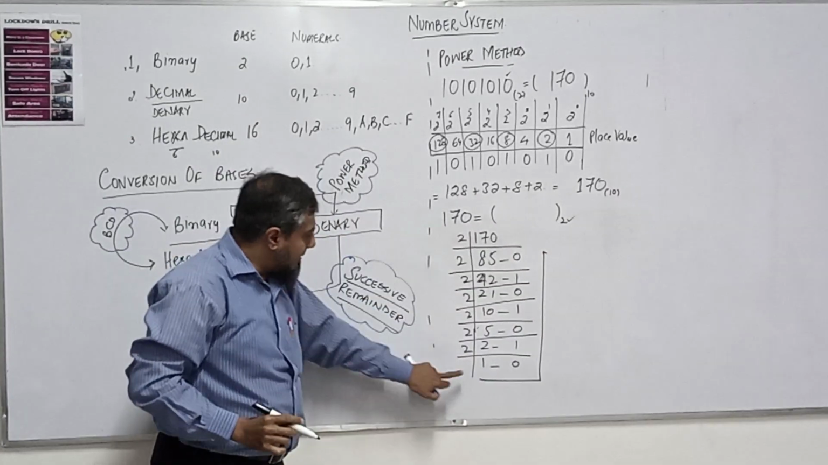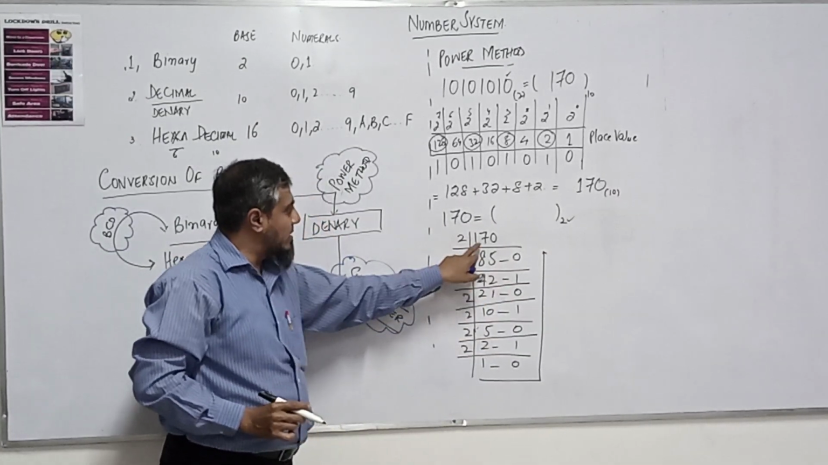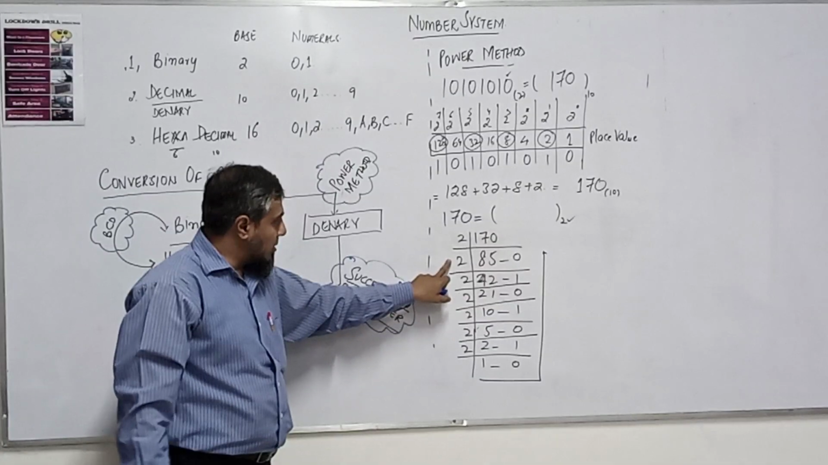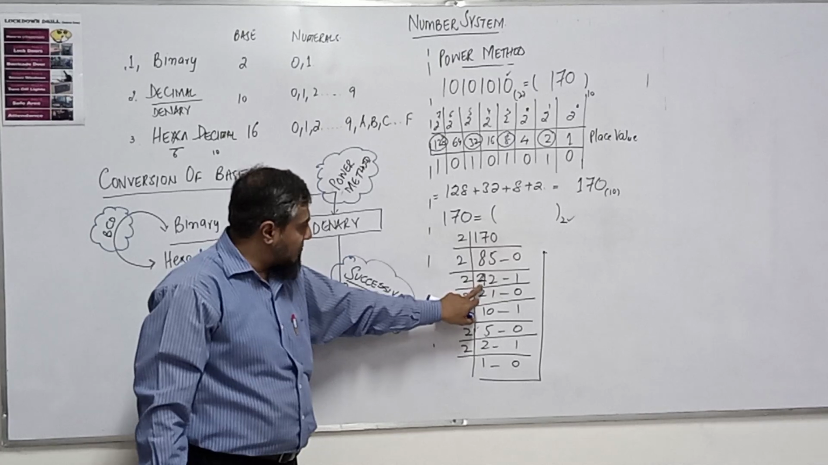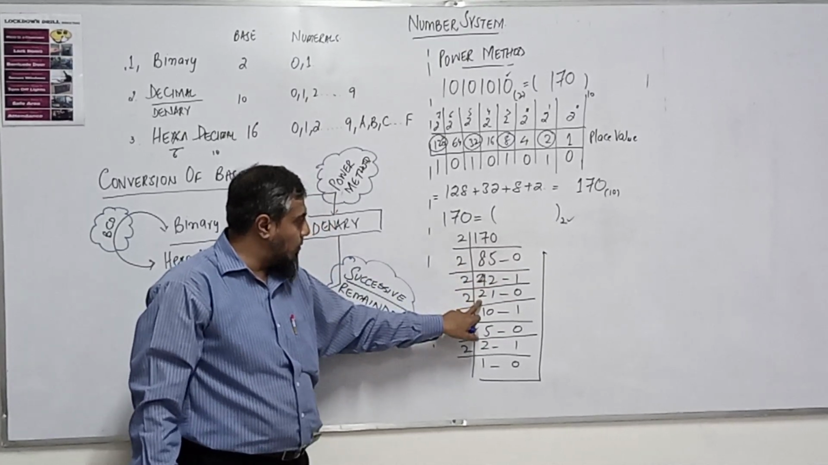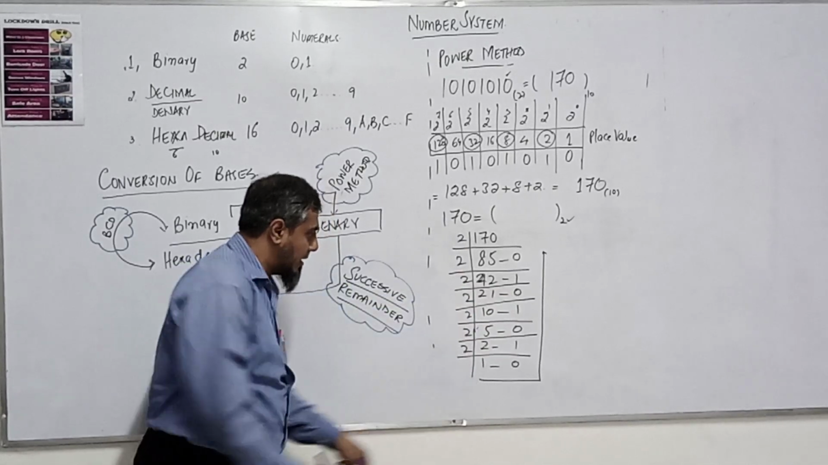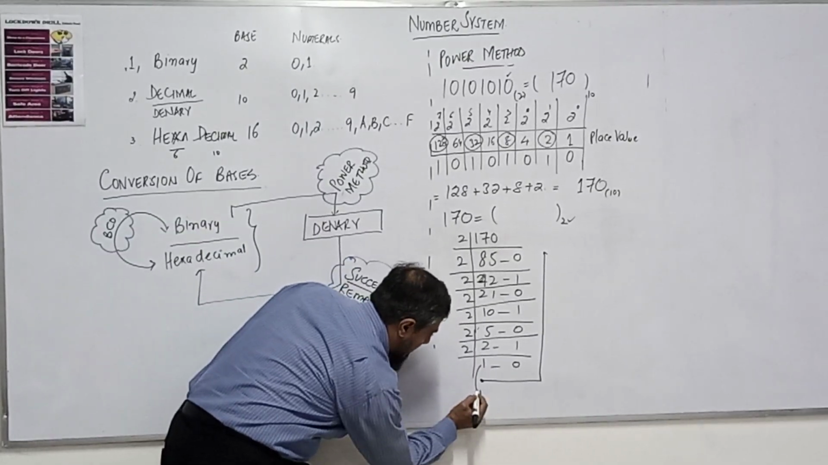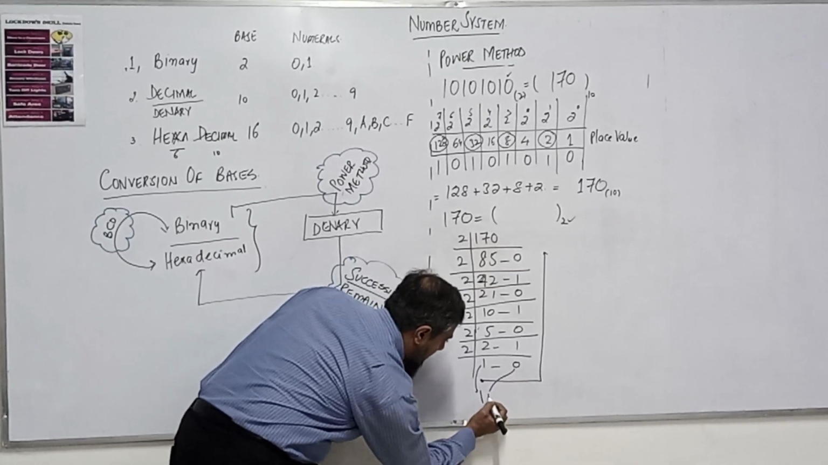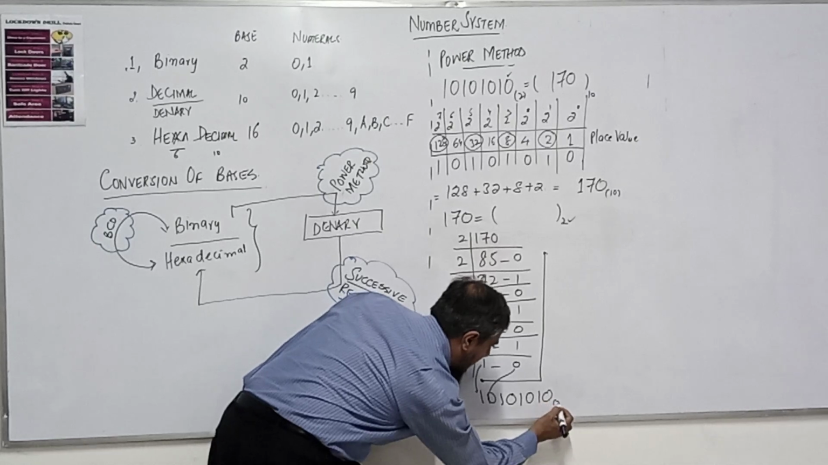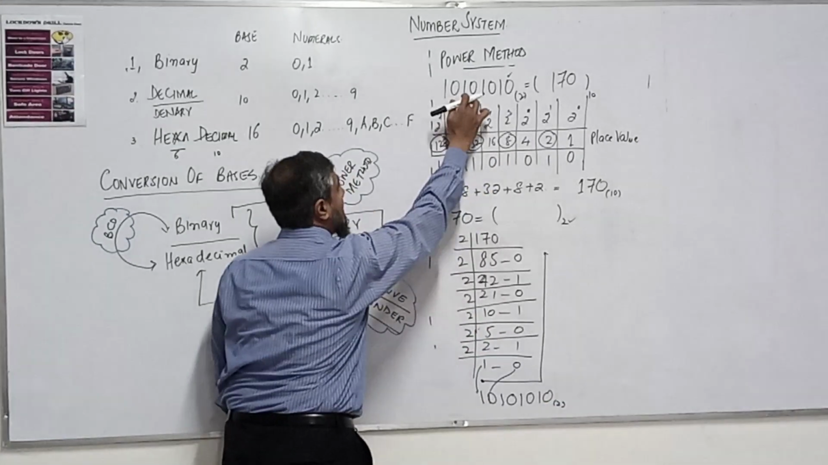I have recorded only the remainders. If you divide 170 by 2, it becomes 85 and the remainder is 0. Further you divide by 2, so it is 42, remainder 1. If you divide by 2, it will become 21 and the remainder 0, and so on. So this is how you can start writing the answer from the bottom. This one will come here and then 0, 1, 0, 1, 0, 1, 0 of base 2. It's the same as the question.